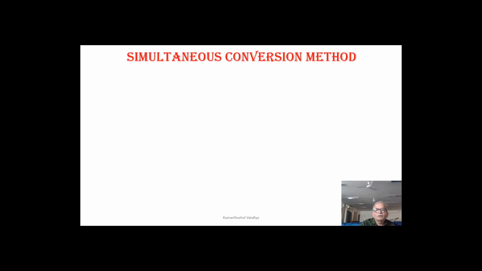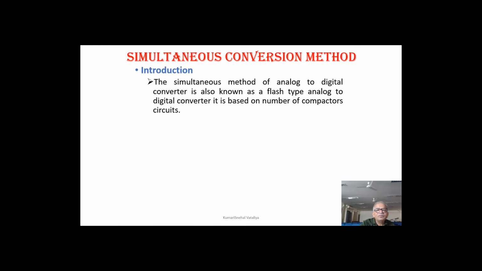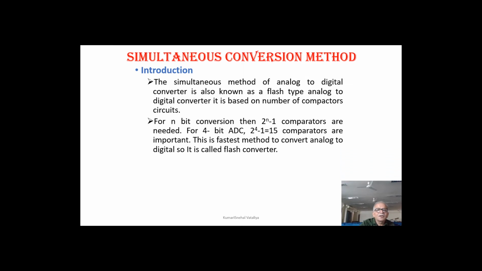Now first let us discuss the simultaneous conversion method. Introduction. The simultaneous conversion method of analog to digital converter is also known as a flash type analog to digital converter. It is based on a number of comparator circuits. For n-bit conversion, 2 raised to n minus 1 comparators are required. So huge hardware is required. For a 4-bit ADC, 2 raised to 4 minus 1, that is 15 comparators are required.